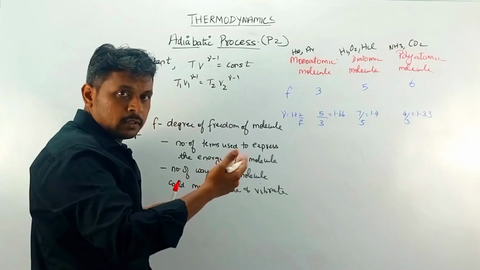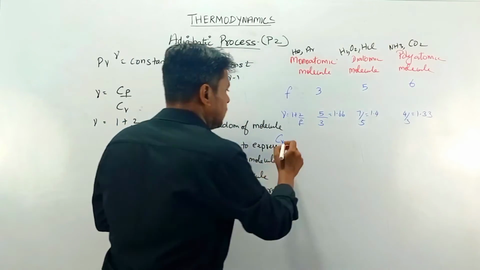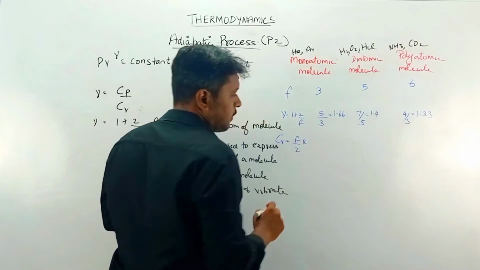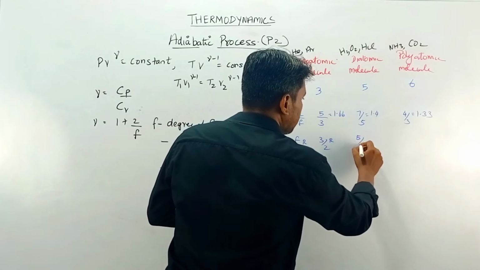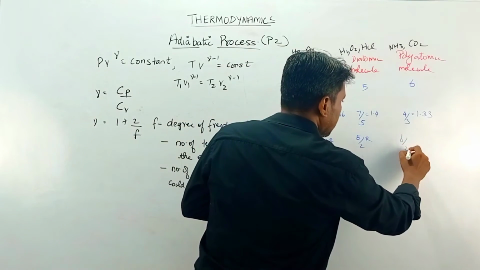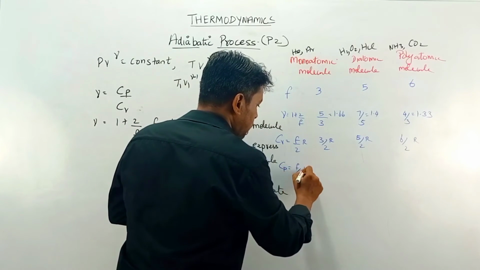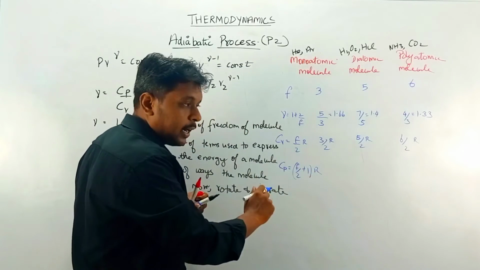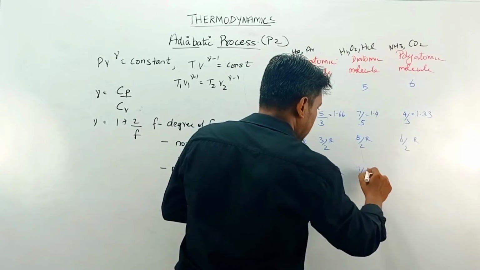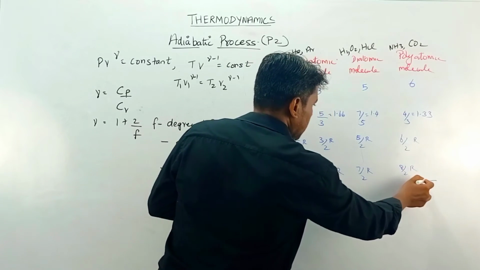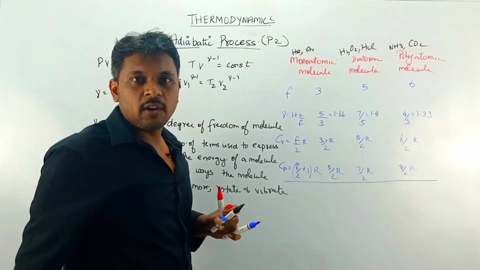Okay, next we have Cv, the molar specific heat at constant volume. This is given by F by 2 R. So this could be written as 3 by 2 R, 5 by 2 R, and 6 by 2 R. Similarly, we have Cp, which is equal to (F by 2 plus 1) into R. So this is written as 5 by 2 R, 7 by 2 R, and 8 by 2 R. These are the values to be represented for various kinds of molecules.